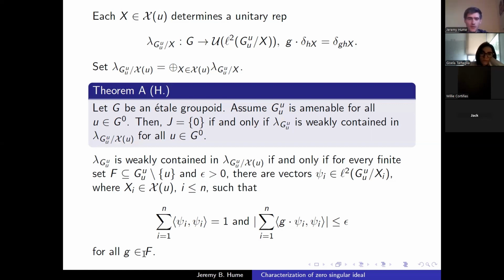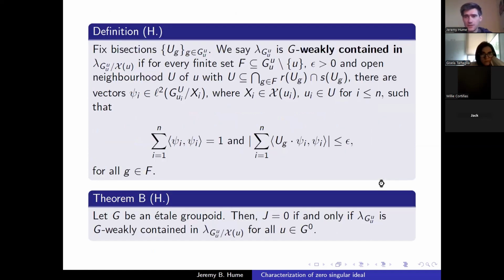Equivalently, it's whether you can approximate the canonical trace on the reduced group C-star algebra of the isotropy using vector states coming from these L2 spaces. So I'm going to move on if there are no questions. Okay, and then the general case is very, very similar.